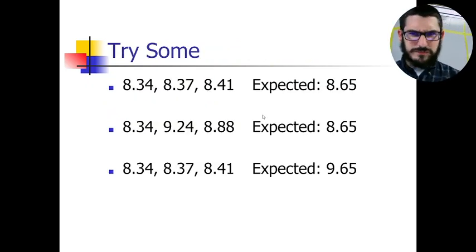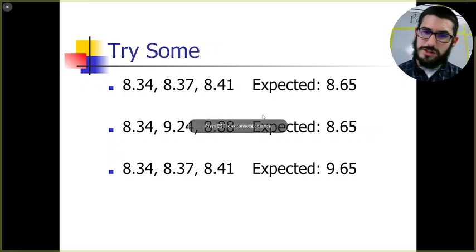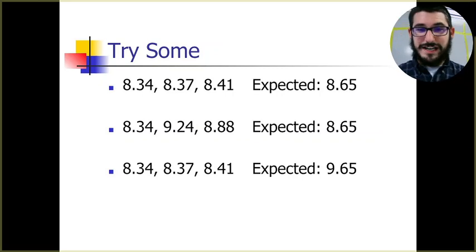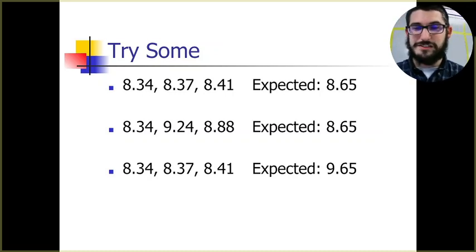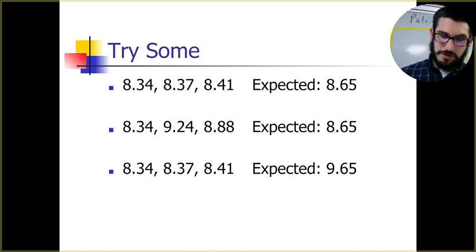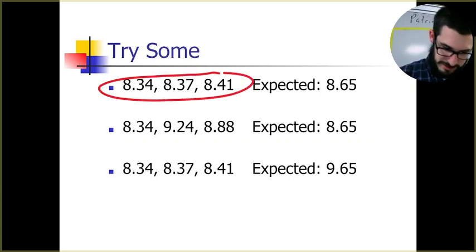So let's try one here. Looking at this first one, we've got 8.34, 8.37, and 8.41. Accepted value is 8.65. So to figure out if they are close to each other, we just look at the numbers themselves. Are they close to each other?